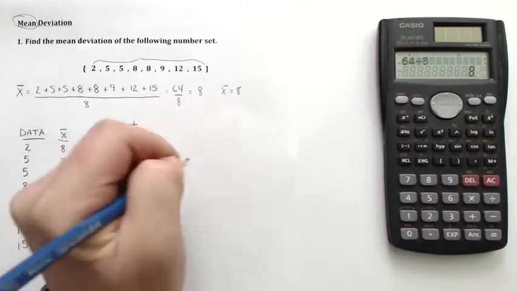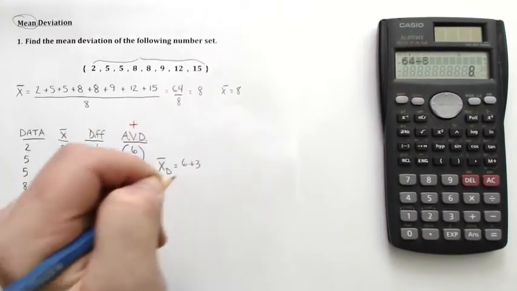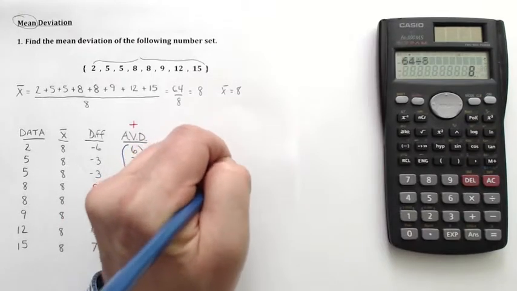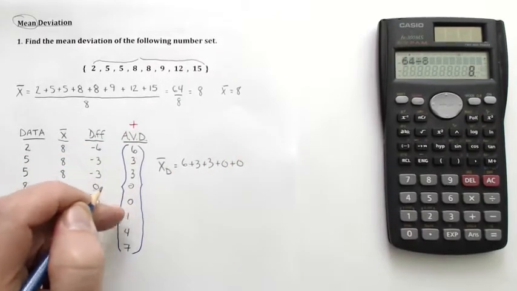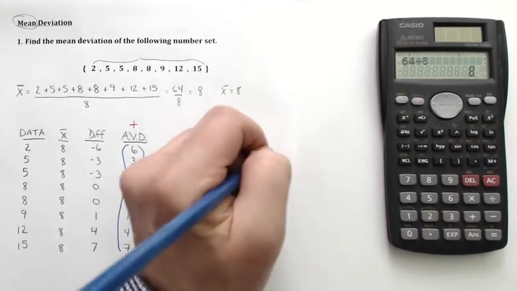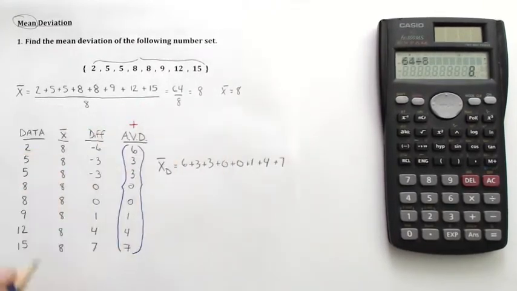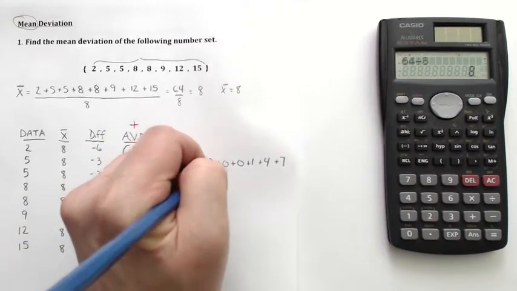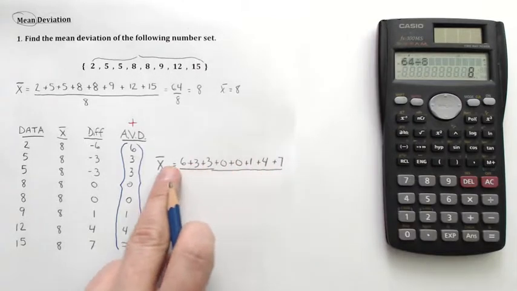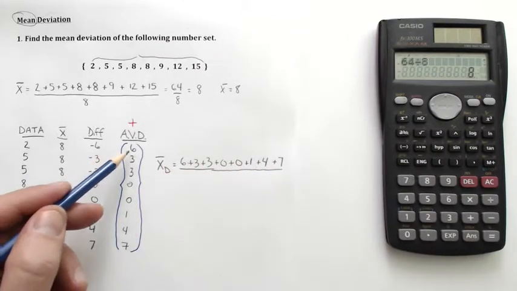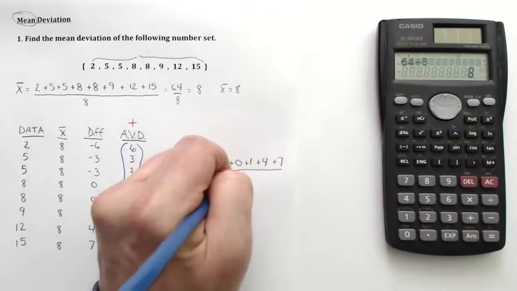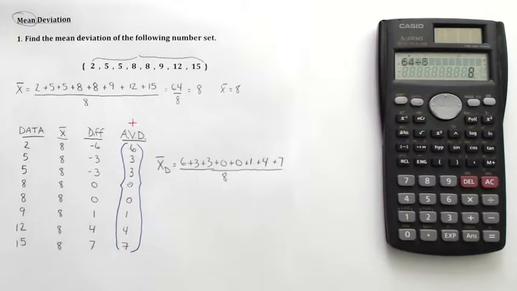So that's going to be a 6 plus a 3 plus a 3 plus a 0 plus a 0 plus a 1 plus a 4 plus a 7. And we're going to get that sum, and we're going to divide it by the number of elements that are in the set, because it is an average. 1, 2, 3, 4, 5, 6, 7, 8. Right? We're dealing with 8 numbers still. And that will produce for us our mean deviation.